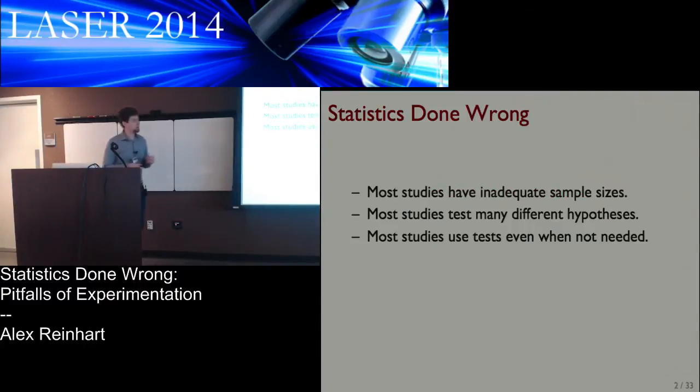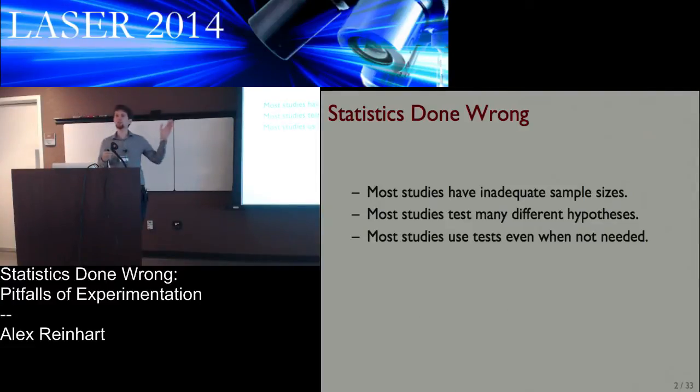There we go. So, 3 basic problems in statistics done in experimental studies. Most studies in most of science have inadequate sample sizes, which means they're probably not able to find what it is that they think they're looking for. But many of these studies at the same time test many different hypotheses. And I don't mean scientific hypotheses. I mean statistical hypotheses. They do many different tests. They have a wall of p-values in their paper. And this means they have many opportunities for false positives.